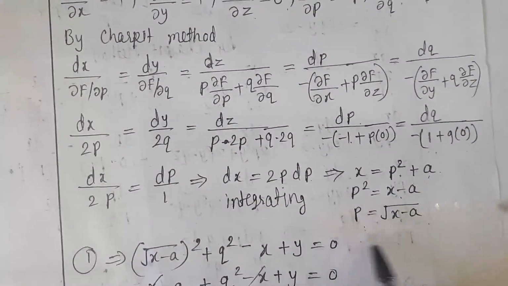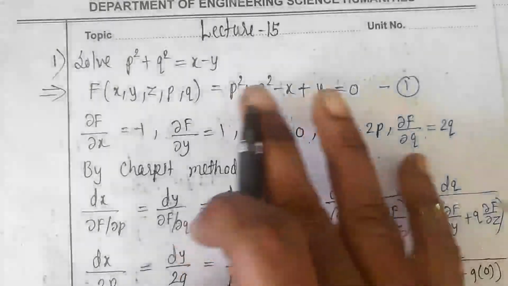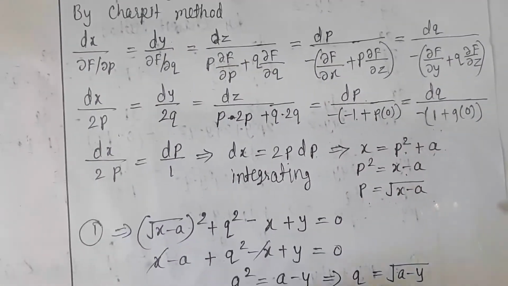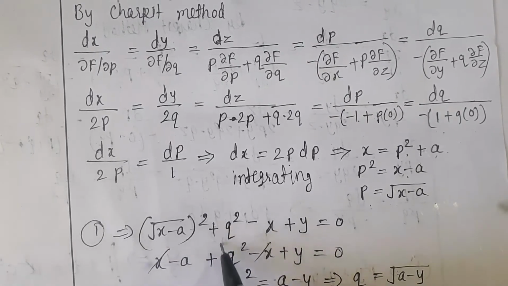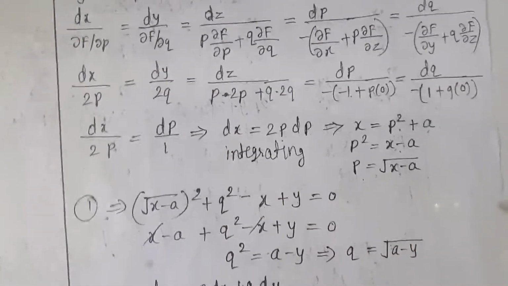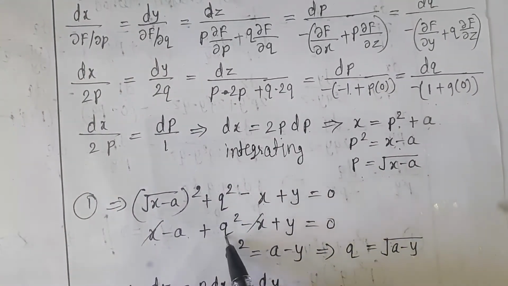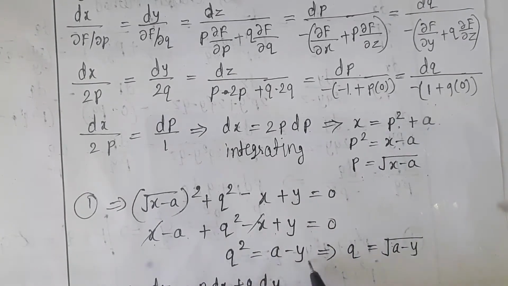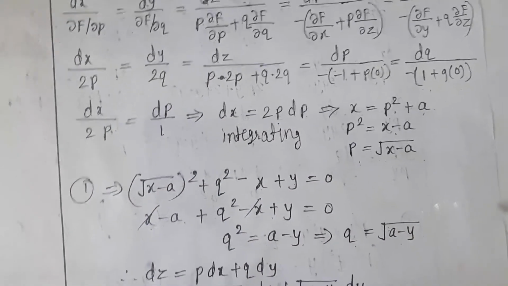Now once we obtain p, we can find the value of q by using our given equation, equation number 1. So put this p value in equation 1, we get root of x minus a whole square, that is p square, plus q square minus x plus y is equal to 0. Now root and square get cancelled, remaining is x minus a plus q square minus x plus y is equal to 0. So q square is equal to a minus y, q is equal to root of a minus y.